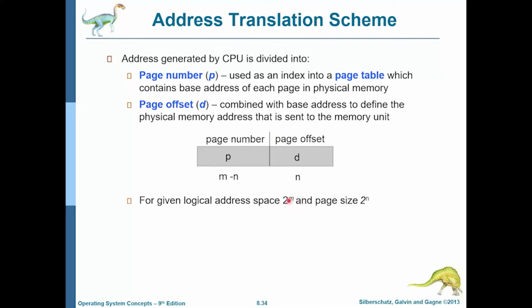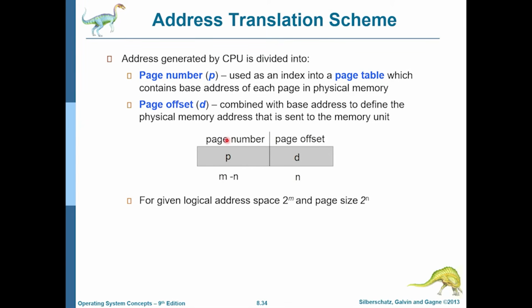So we have 2 to the power m as the size of the logical address space, and since n bits are enough to specify all page offsets, the size of a single page would be 2 to the power n. Once we decide on a page number, we try to find where inside the page the memory location is, and if we have n bits to specify the page offset, then obviously the size of a page is 2 to the power n, and we have m minus n bits for the page number.